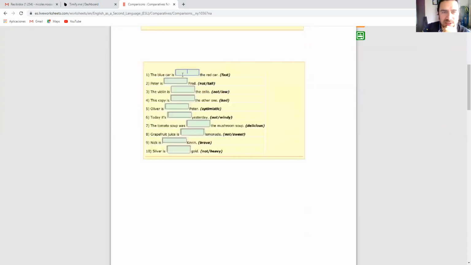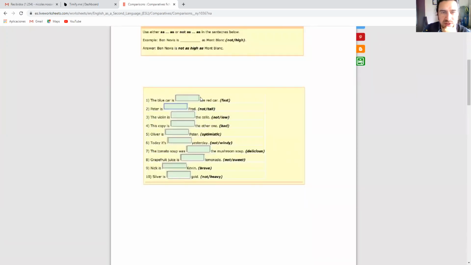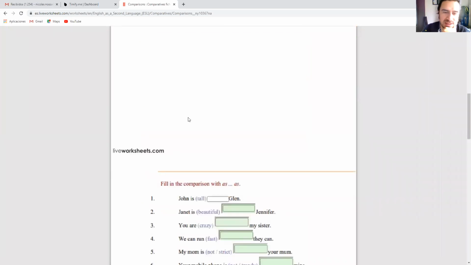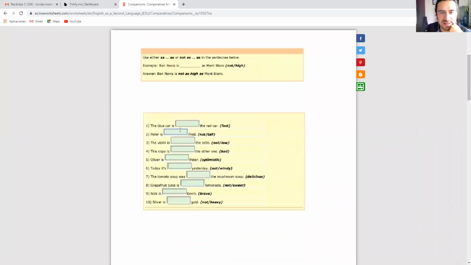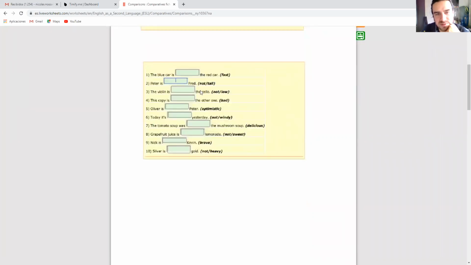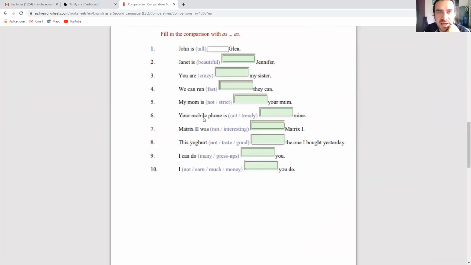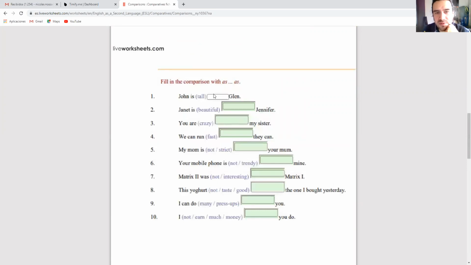So you have to complete the chart right here. Usando as or as not as, depending on the context. Si affirmative or negative, si miran a ver si es similarity. Si está not, pues es una diferencia. Si no está, es porque es similarity. And the same here, complete with the comparatives. ¿Listo? Completan ahí. Entonces, John is tall. Entonces, John is as tall as Glenn. ¿Listo? Así con todos.